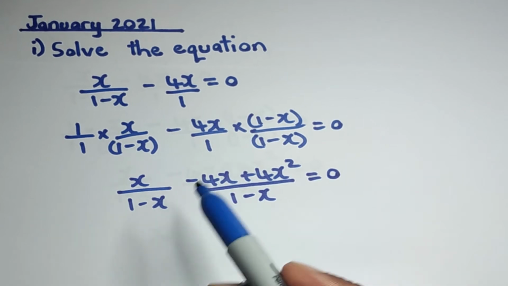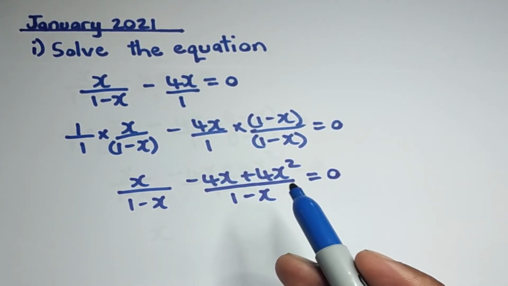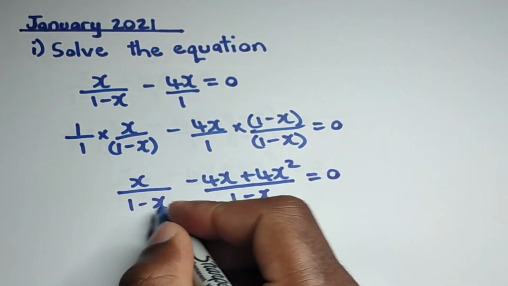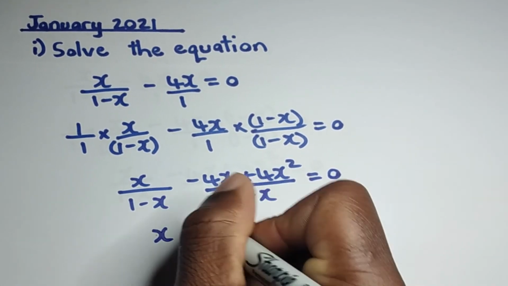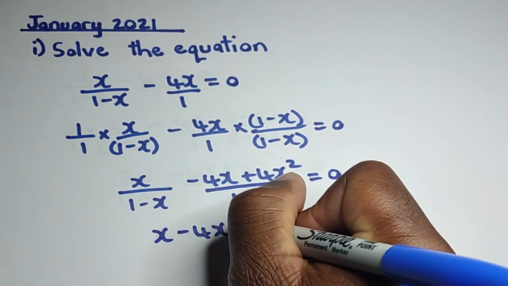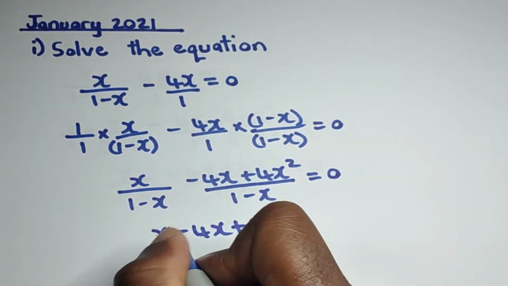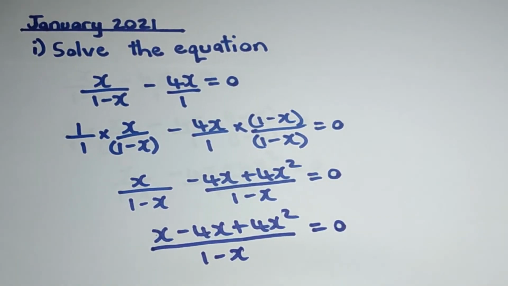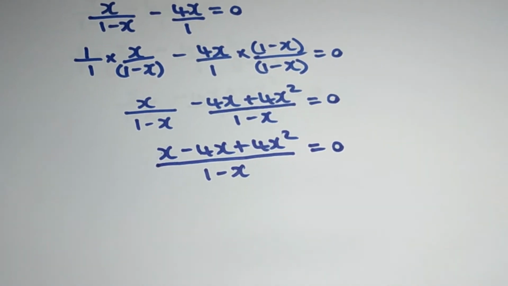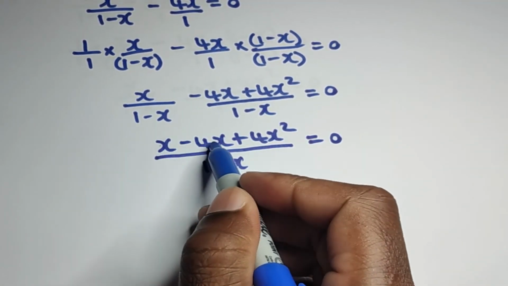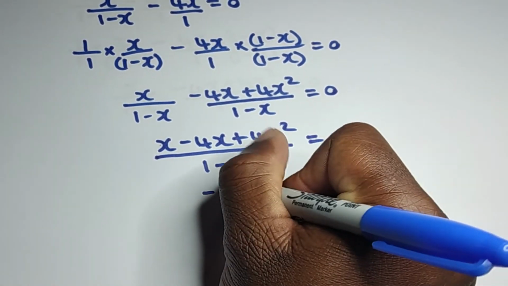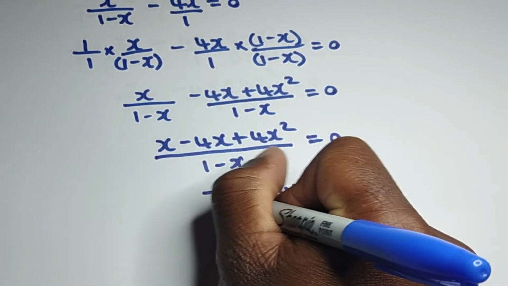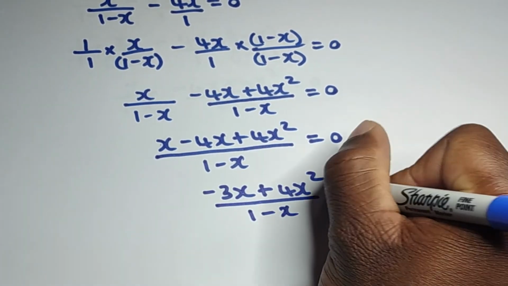Now, if you would have observed, we have obtained common denominators, all right? So we can combine the numerators and put them over the common denominator. So we can have x minus 4x plus 4x squared over 1 minus x is equal to 0. All right, now what we can do next is to simplify this a little bit. So x minus 4x will give us a negative 3x plus 4x squared over 1 minus x is equal to 0.